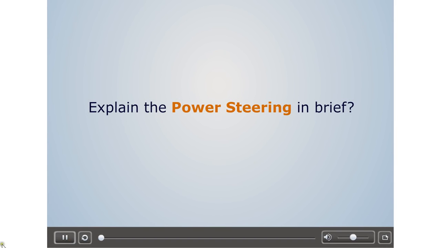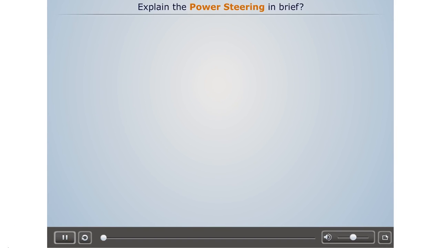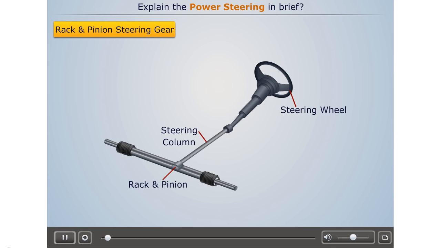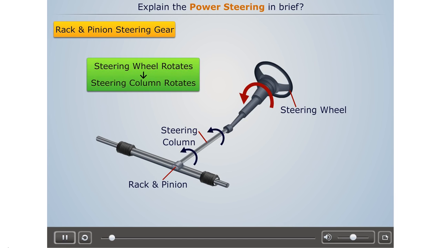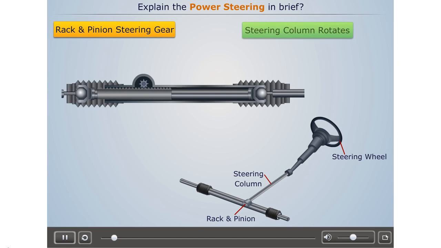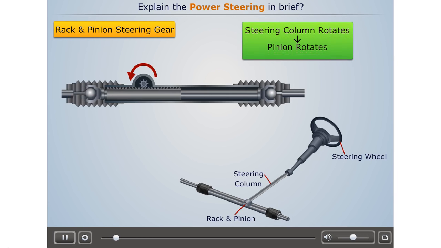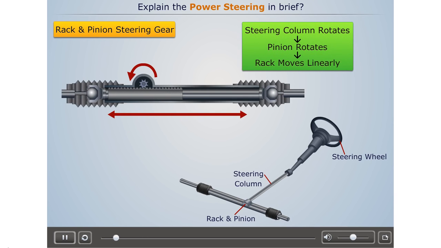Explain the power steering in brief. To understand the power steering, let us consider a steering arrangement with rack and pinion steering gear. We know that as the steering wheel rotates, the steering column rotates with it. This causes the pinion to rotate, which in turn moves the rack linearly, thereby providing steering to the vehicle.